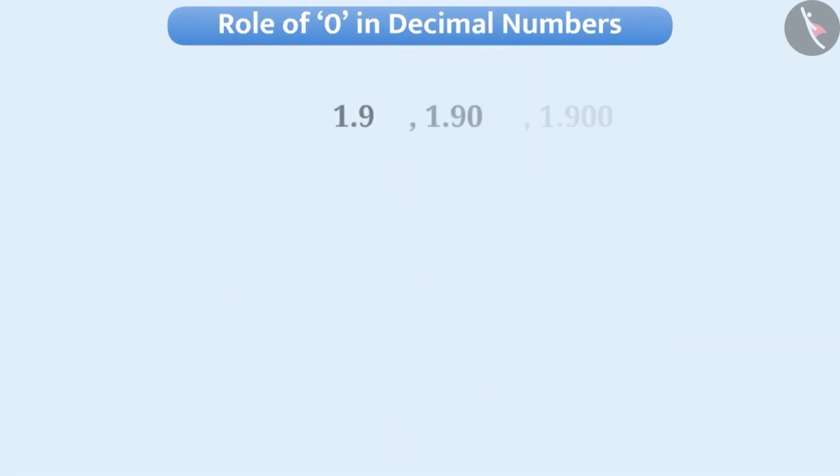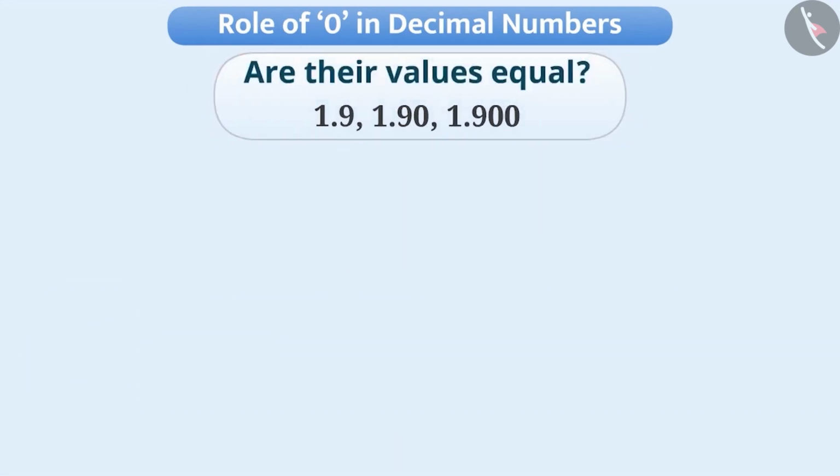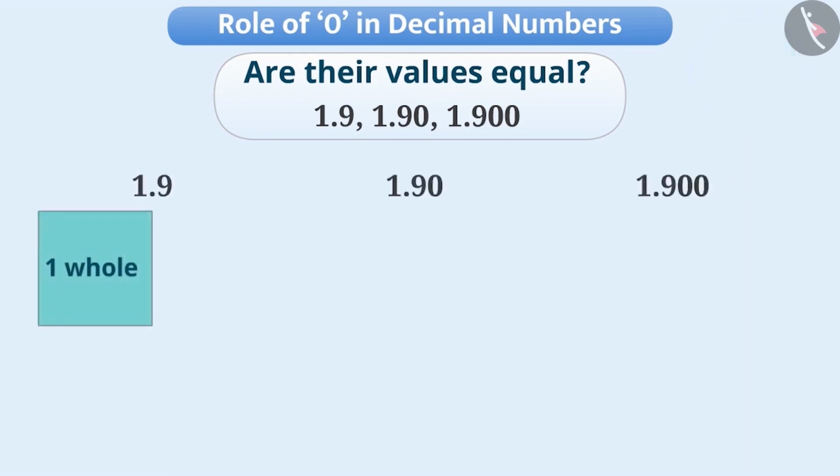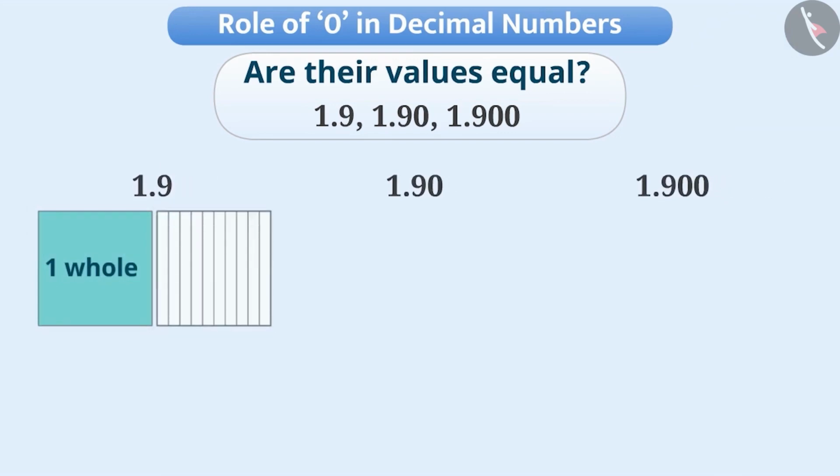Now pay attention to 1.9, 1.90 and 1.900. Are their values equal? Think for a while. Let me explain this. We can represent 1.9 by taking one whole square and taking 9 parts out of 10 equal parts of a whole.